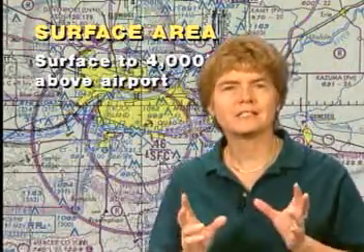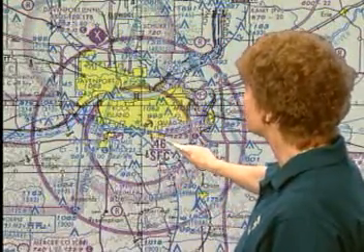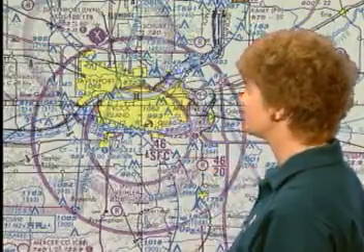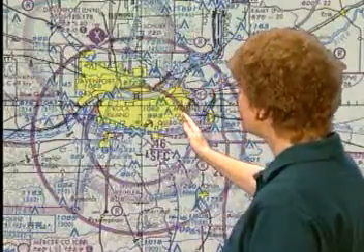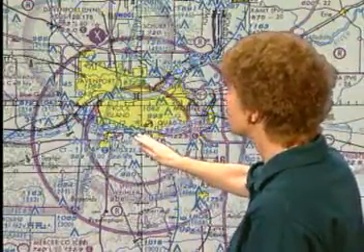But to find the exact height of that surface area, you have to look at the chart. Here, it says it goes from the surface to 4,600 feet MSL. Now, in some cases, that may not be 4,000 feet above the airport elevation. Beyond the surface area, from 5 miles to 10 nautical miles from the primary airport, is the shelf area.